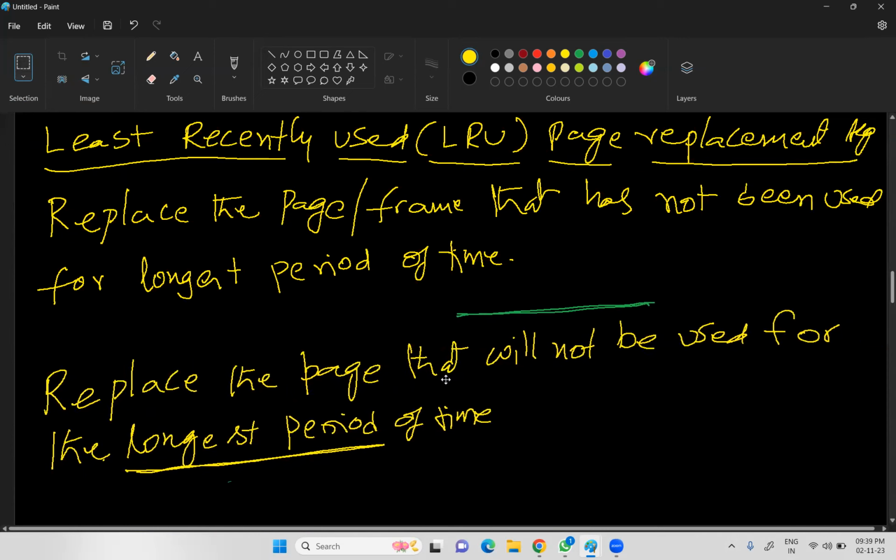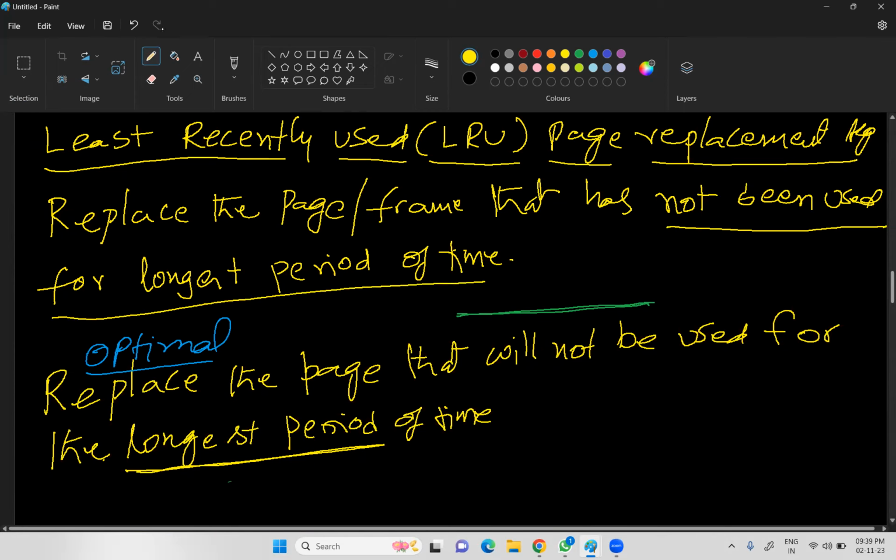So right away you can see this one is for LRU, and this particular statement is for optimal. LRU tells you which page is going to be replaced: replace the page or frame that has not been used for the longest period of time. Whereas this one is the page that will not be used for the longest period of time.